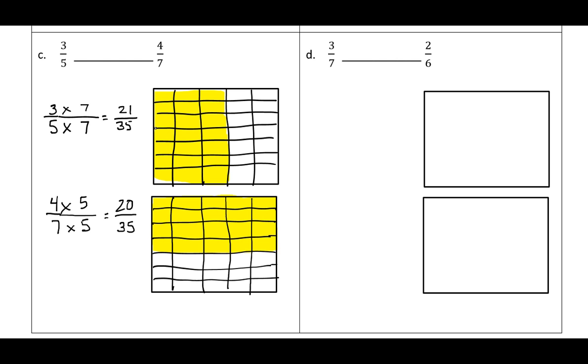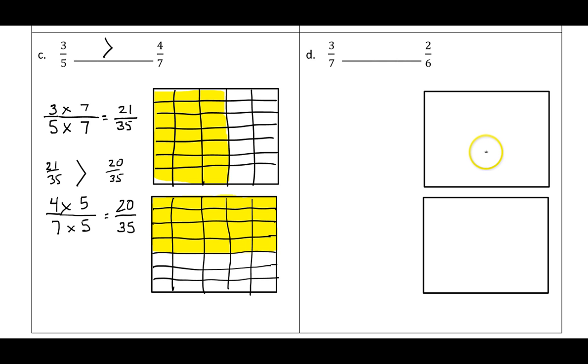So the fractions I'm comparing are 21/35ths and 20/35ths. And 21/35ths is bigger, so 3/5 is bigger than 4/7. Let's do one more over here. We have 3/7 and 2/6.